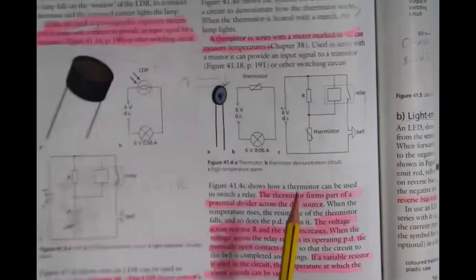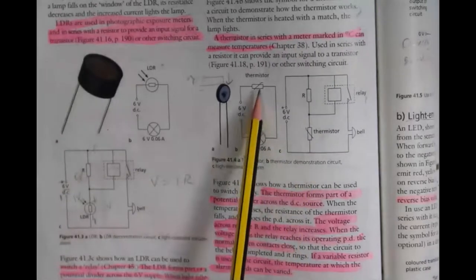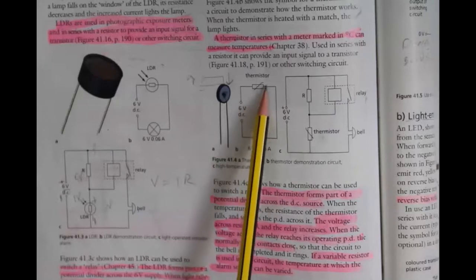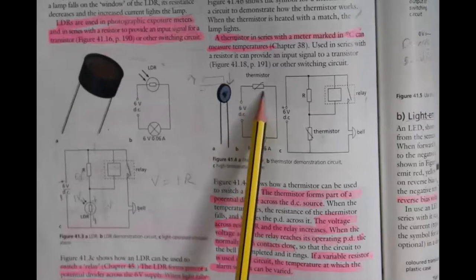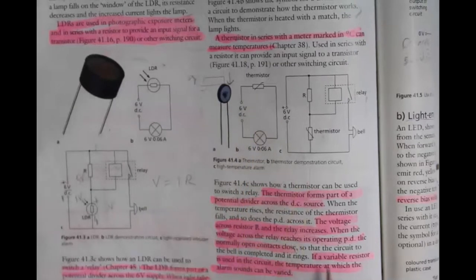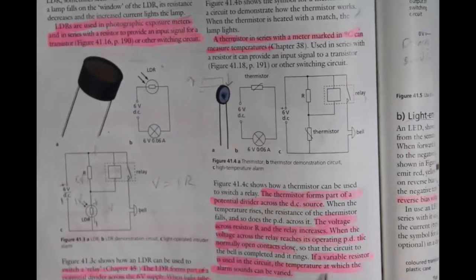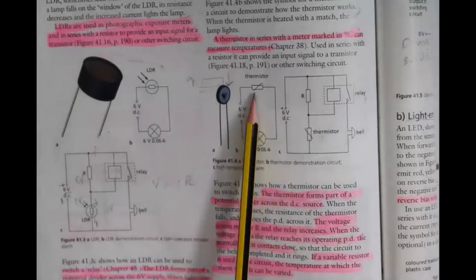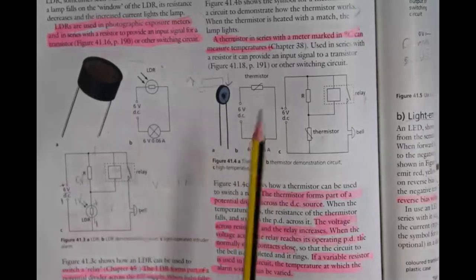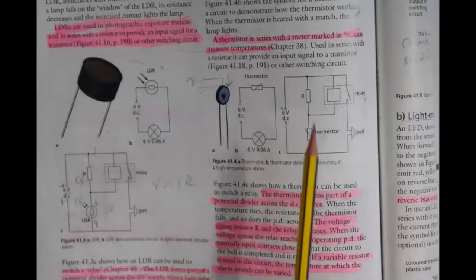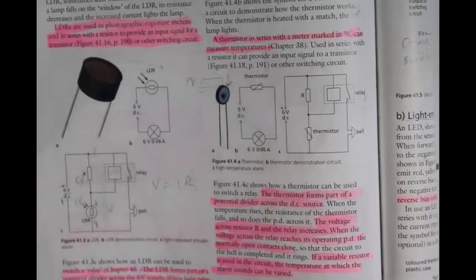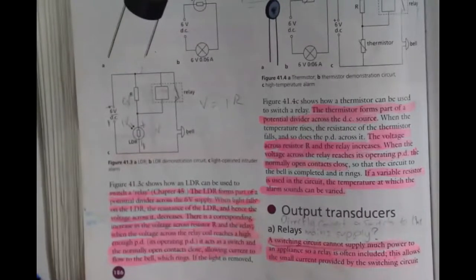Also, one more thing: just because the symbol for the thermistor has this kind of thing that resembles a slider doesn't mean that each thermistor can be varied, okay? Only if we have a variable resistor can the temperature at which the alarm sounds be varied. If it's a fixed thermistor, unless the question says that it is a variable thermistor, do not assume that it is variable, okay? It's just fixed.